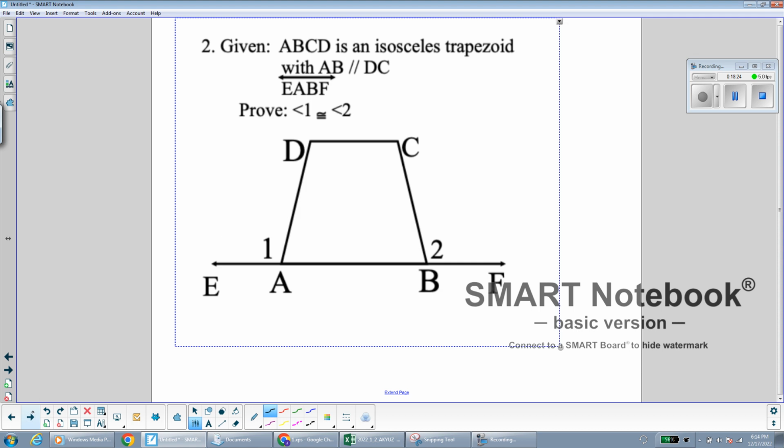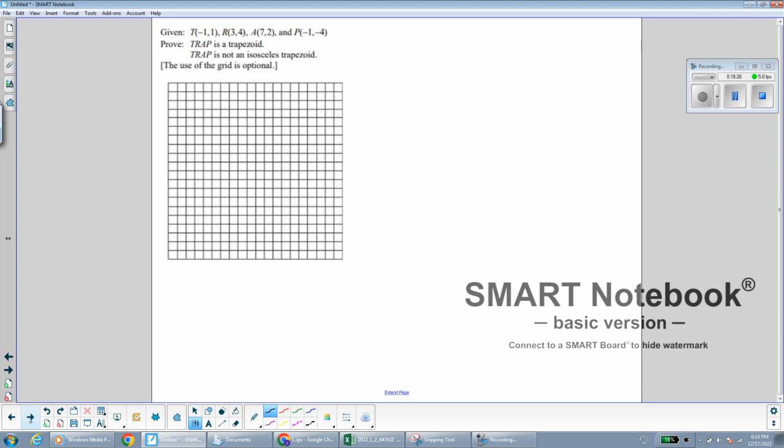Moving along, we are going to skip a little bit so that this video doesn't go all day, and we are going to do a coordinate proof. I'm going to take a second and graph the trapezoid. I called it the trapezoid, but we don't know it's a trapezoid yet. We want to prove that it's a trapezoid in part one.